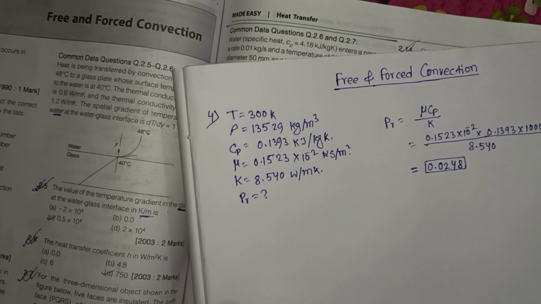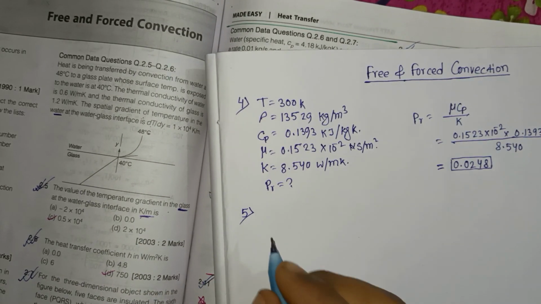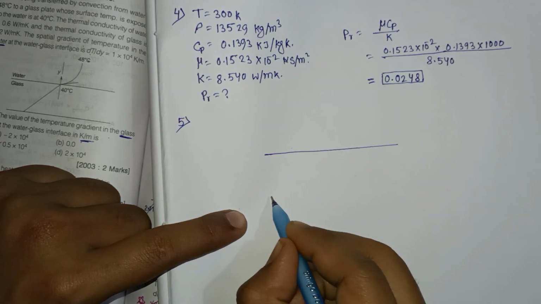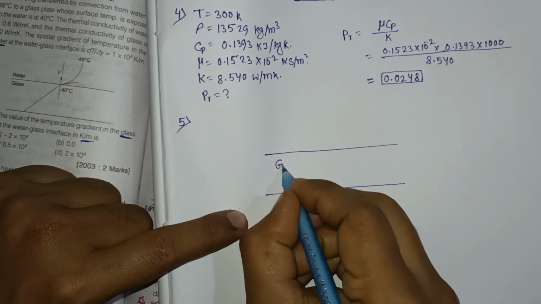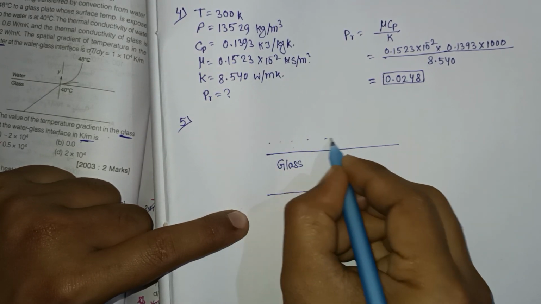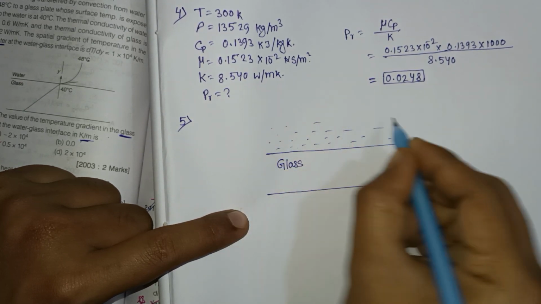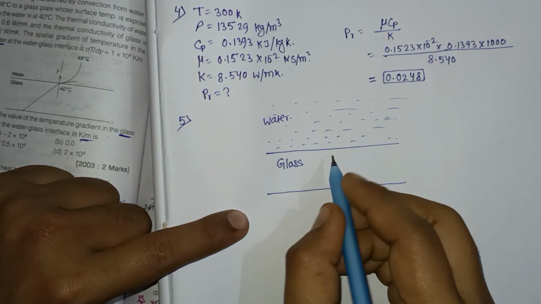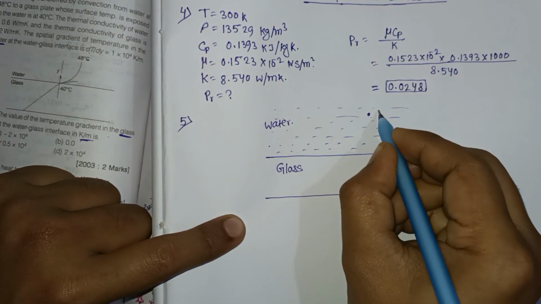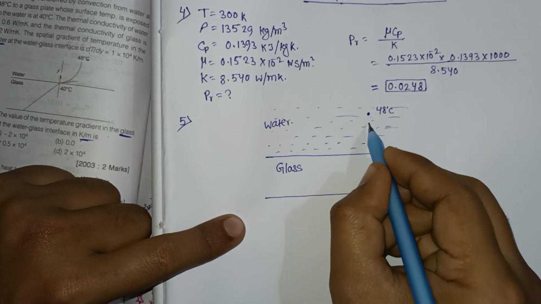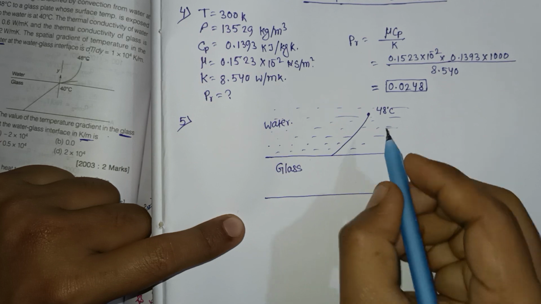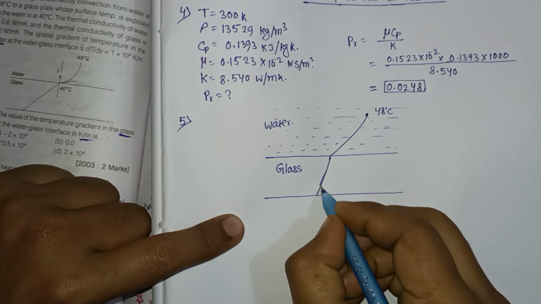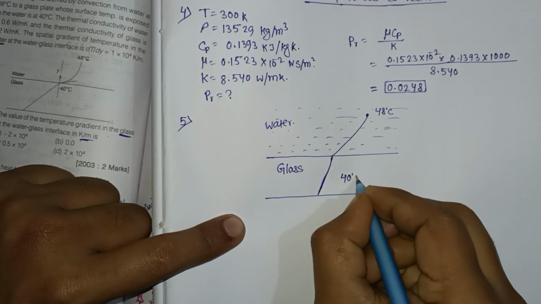Now in question number 5, what is given? There are 2 plates. Okay. So suppose this is glass and here this is water. Here suppose the temperature is 48 degree Celsius and the temperature is decreasing, and heat is transferred from high temperature to low temperature. Okay, here the temperature is 40 degree Celsius.